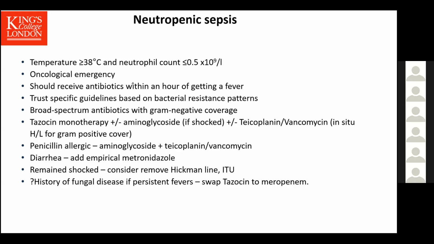And the treatment guidelines, the first line treatment we give is tazocin, piperacillin-tazobactam, along with an aminoglycoside like gentamicin or teicoplanin and vancomycin. And if the patient is penicillin allergic, you can give aminoglycoside plus teicoplanin and vancomycin. And you can also give metronidazole if the patient has got diarrhea or abdominal pain, where the patient may have typhlitis, inflammation of the bowel. Then you can add metronidazole.